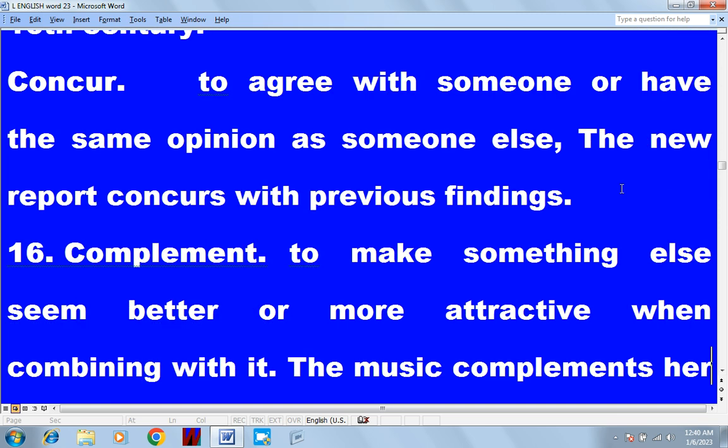Concur, C-O-N-C-U-R, to agree with someone or have the same opinion as someone else. The new report concurs with previous findings, means agreement.